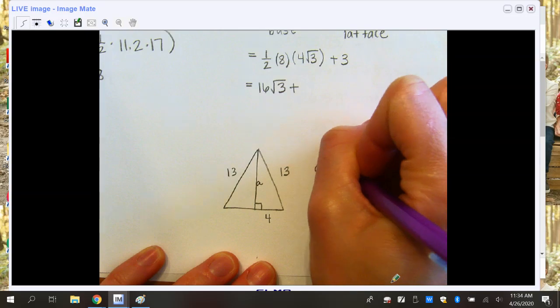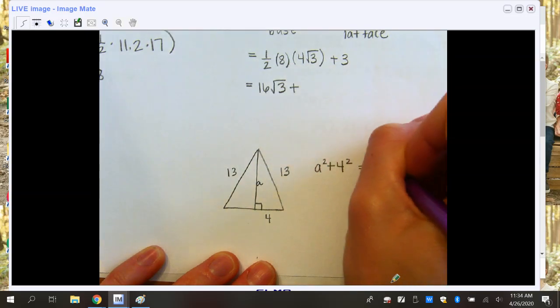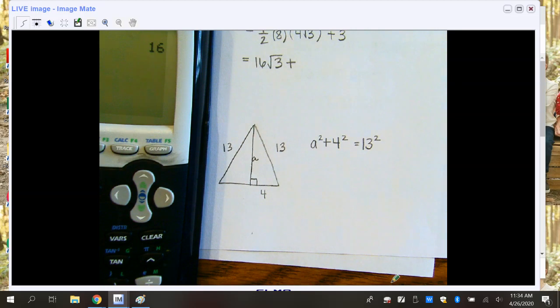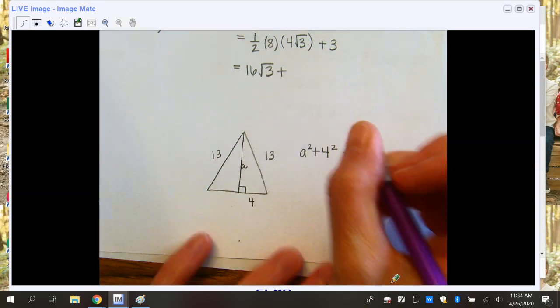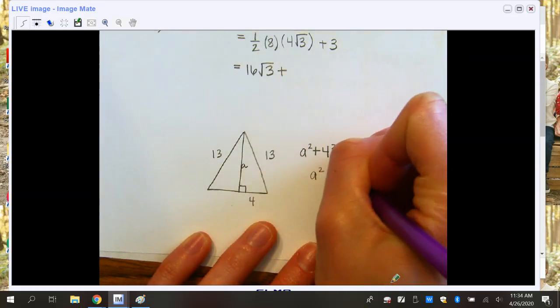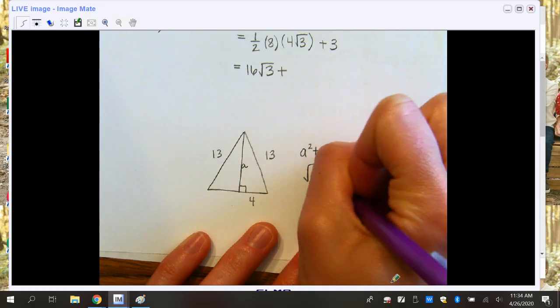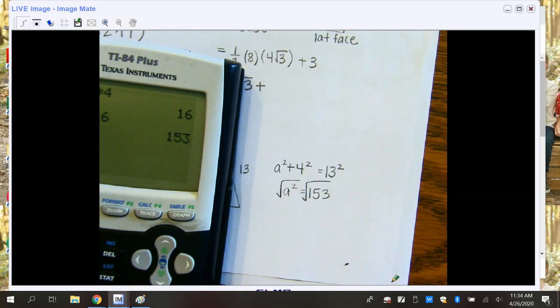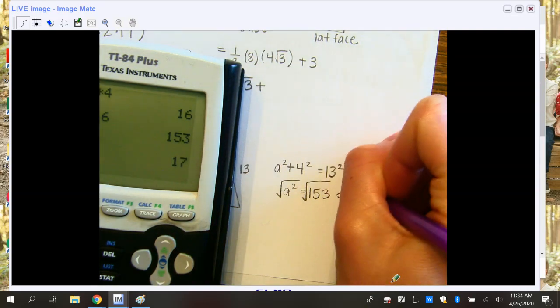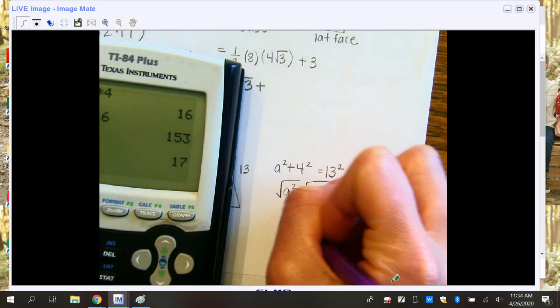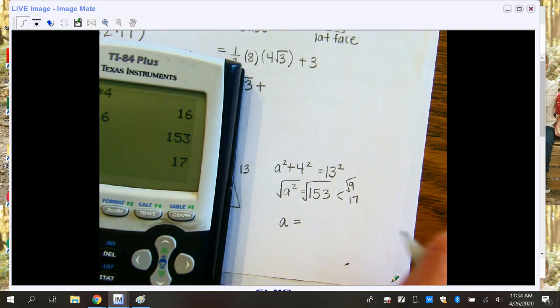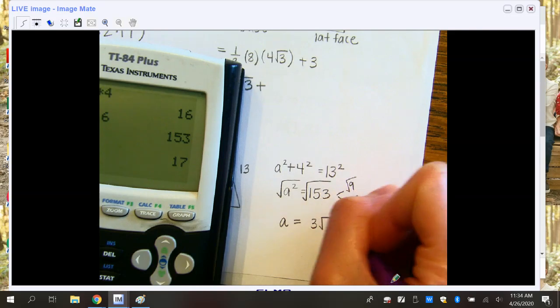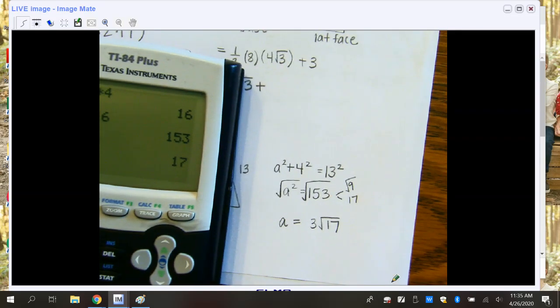All right, so I would do a squared plus b squared equals c squared. 169 is 13 squared. When I subtract 16 from that, I get 153. All right, and I'm almost positive 9 goes into that. Yep, 17 times. We're going to simplify this radical to get our exact answer. So the square root of 9 is 3. And then that 17 would be left under.